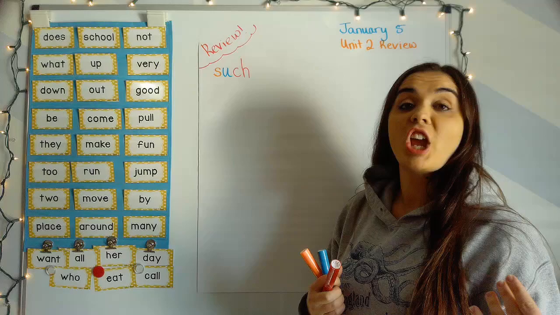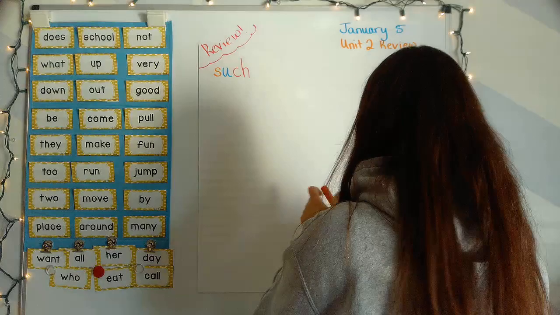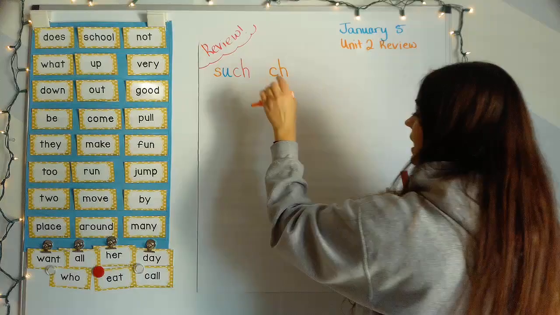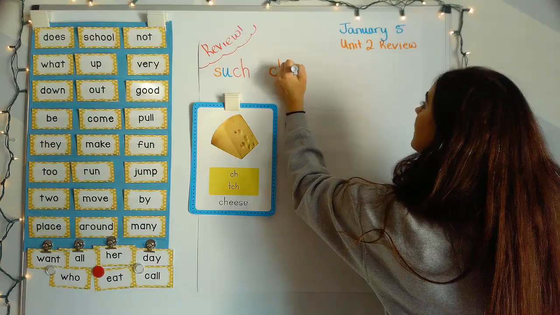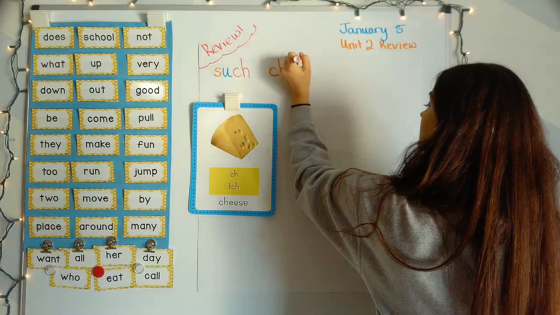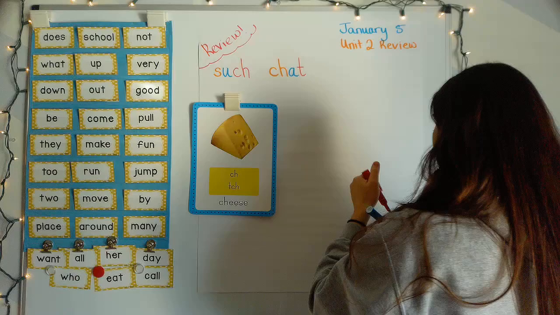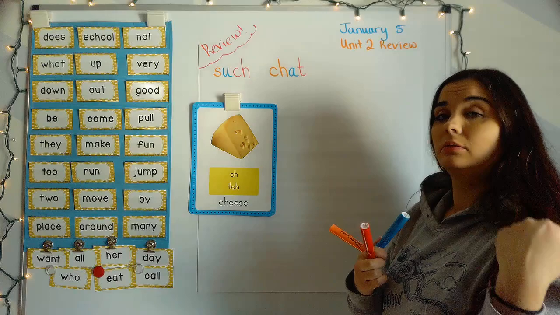Chat. Your turn. Ch, a, t. Chat. Again, this word, ch, like the cheese card, ch. A says a, ch-a. T says t, ch-a-t, chat. Excellent. Next word, check. Your turn, ch, e.